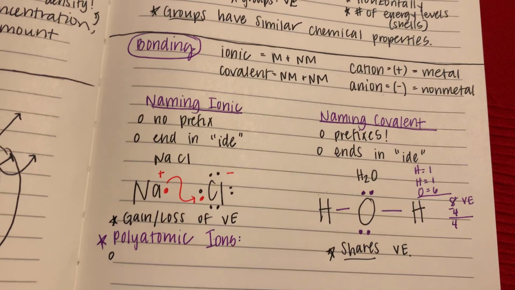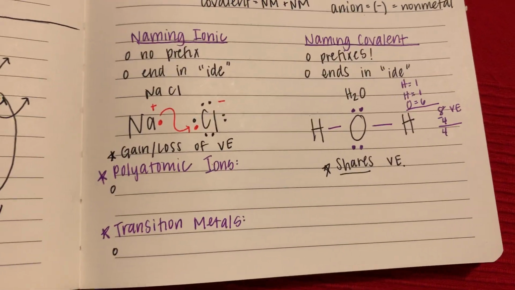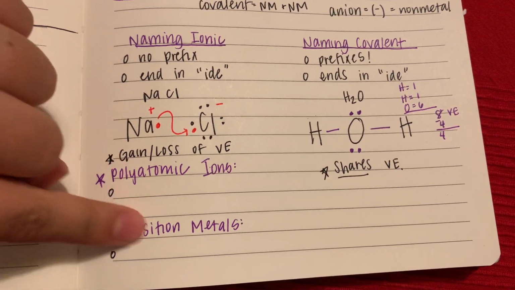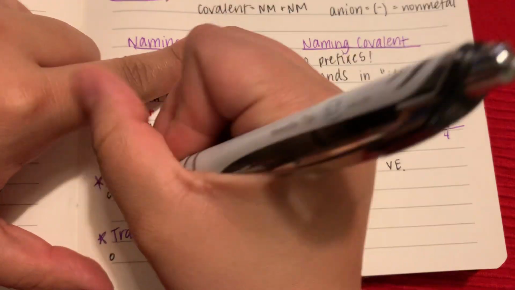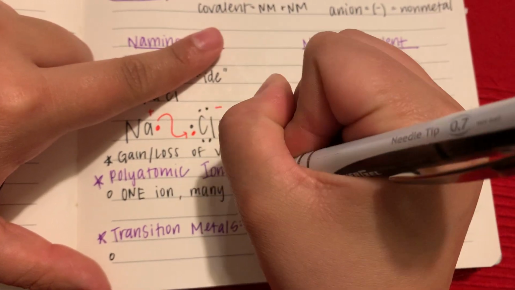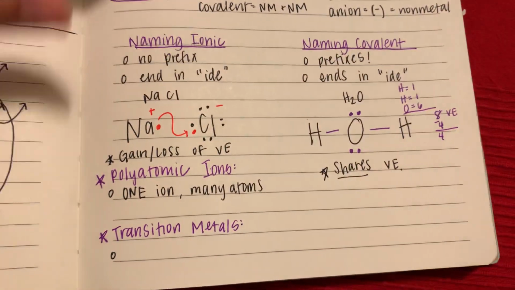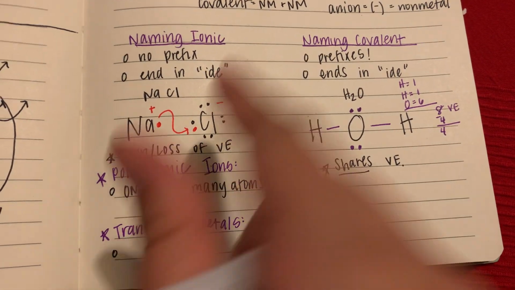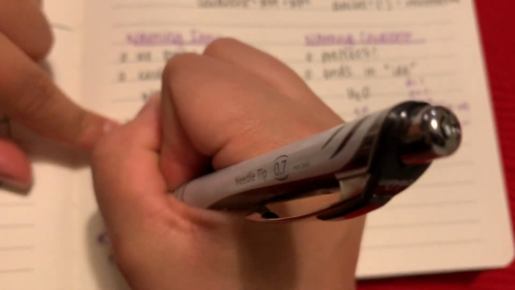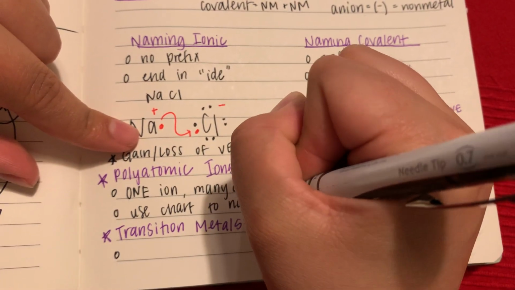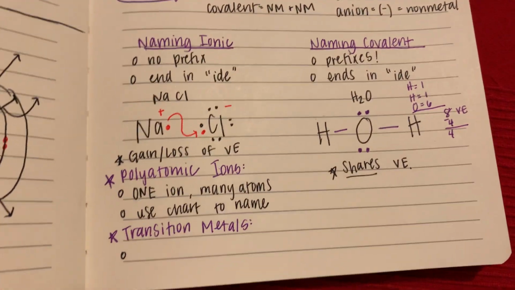Okay. And then just a review of the other stuff we've been talking about. Poly means what? Many. So we have one ion, many atoms. And remember, for these, even though these are all under ionic compounds, we just use our chart. Use the chart to name it. We don't change the ending. Remember that. And you look at your chart for the charges as well.